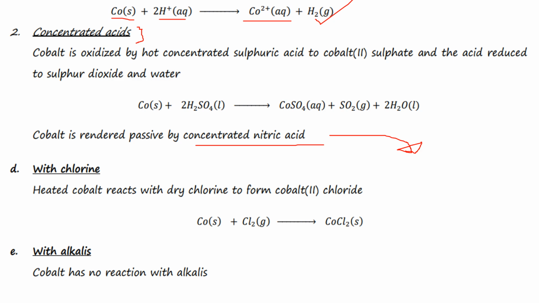That means that most of the transition elements do not react with concentrated nitric acid. So cobalt is going to be oxidized by hot concentrated sulfuric acid to form cobalt(II) sulfate, and then the acid, after oxidizing, gets reduced to sulfur dioxide together with water, and the equation is going to be this one.